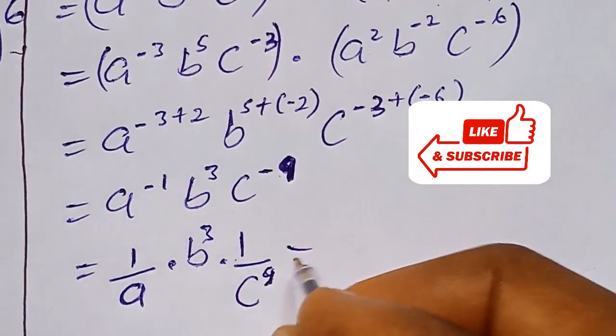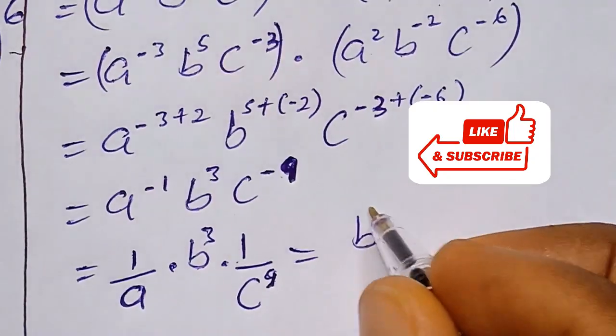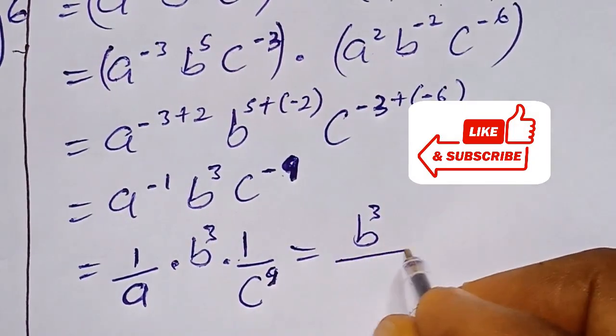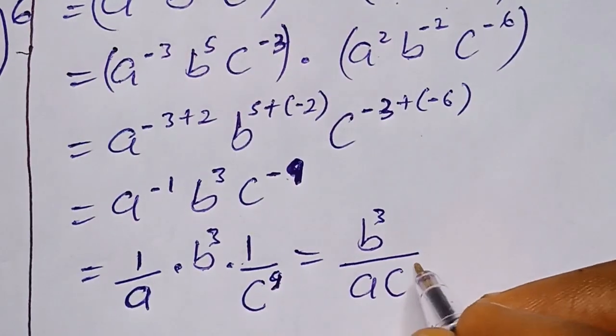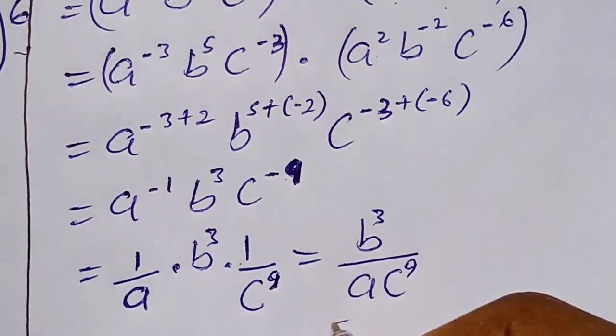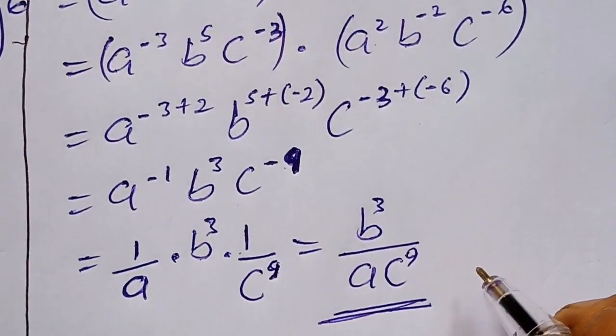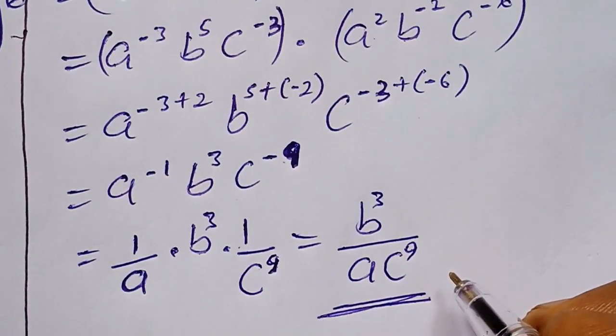Then this can properly be written as b raised to power 3 over a multiplied by c raised to power 9. And this is the final stage and final answer.